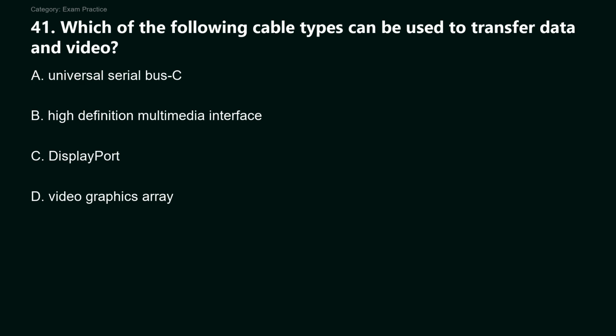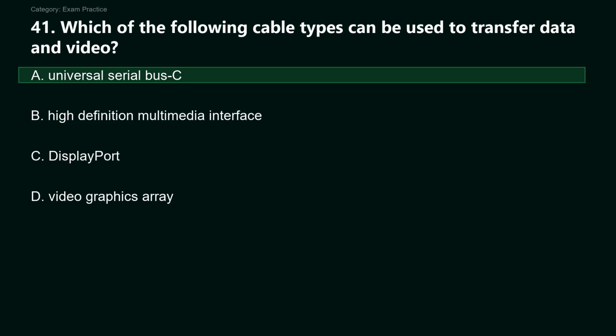Question 41. Which of the following cable types can be used to transfer data and video? Option A, Universal Serial Bus C. Option B, High Definition Multimedia Interface. Option C, DisplayPort. Option D, Video Graphics Array. The correct answer is option A, Universal Serial Bus C.